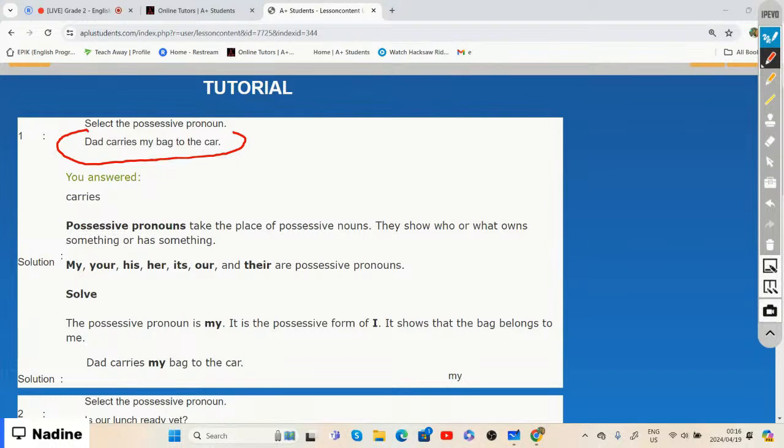So we need to select the pronoun, right? If we select the possessive pronoun, then we can say it is my. So my is our possessive pronoun. It says Dad carries my bag to the car, right? It shows that it belongs to you, who is me. So it shows someone who owns something or who has something. So my is correct. Well done.